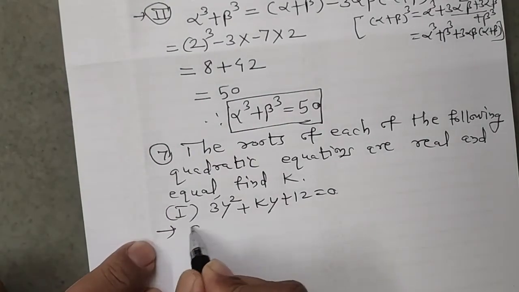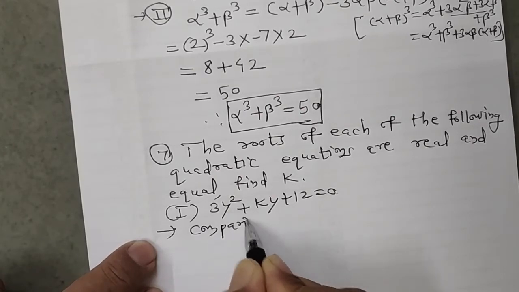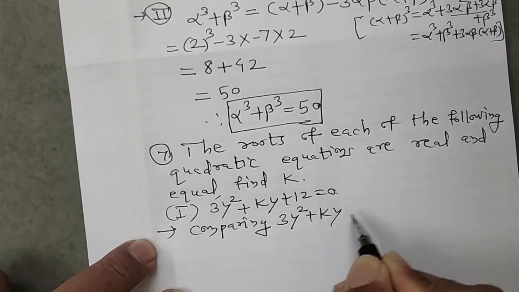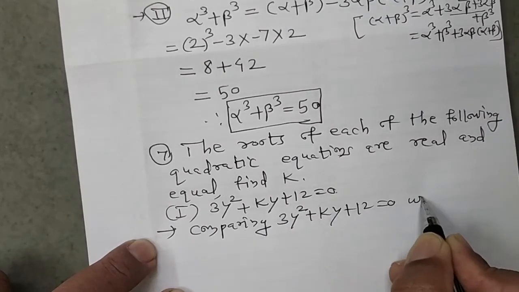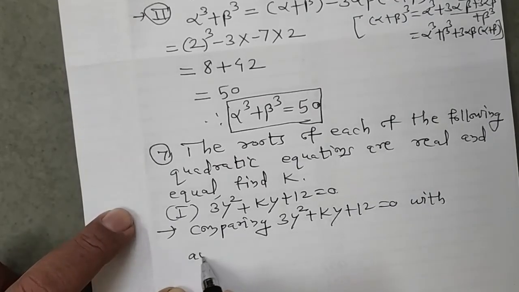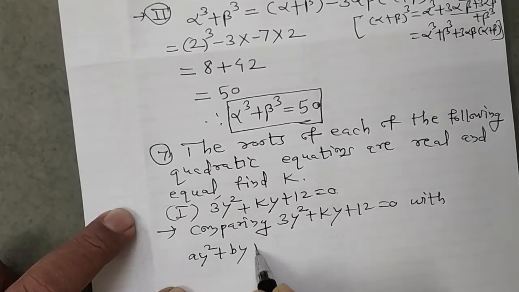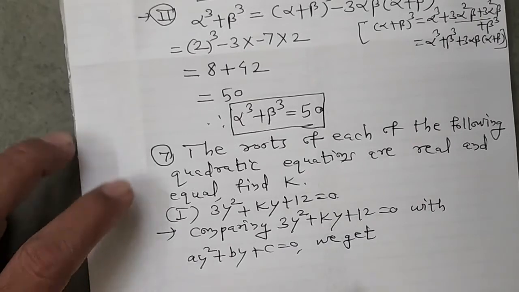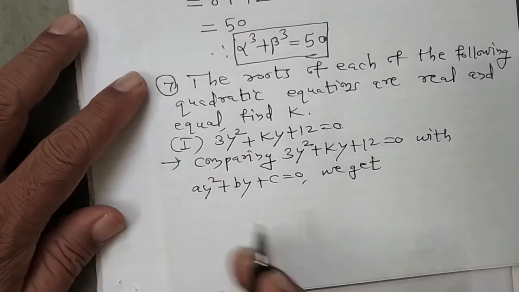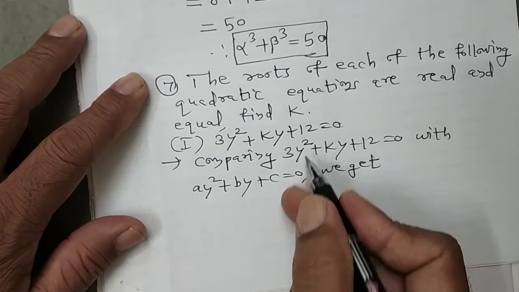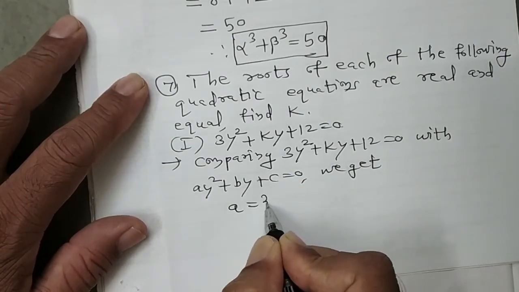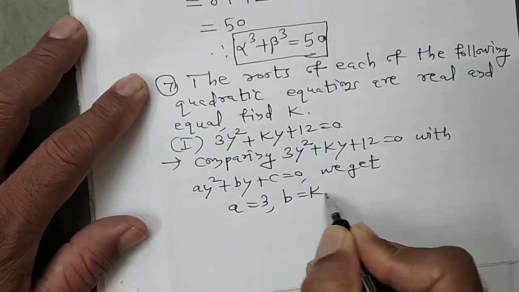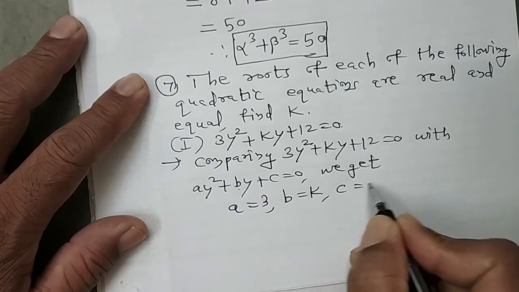Here, comparing 3y square plus ky plus 12 equal to 0 with ay square plus by plus c is equal to 0, we get: comparing coefficients of y square, a is equal to 3; comparing coefficients of y, b is equal to k; and constant term c is equal to 12.